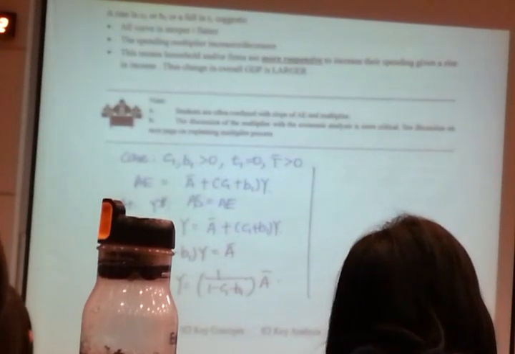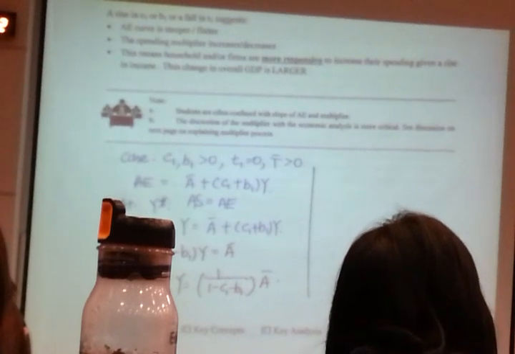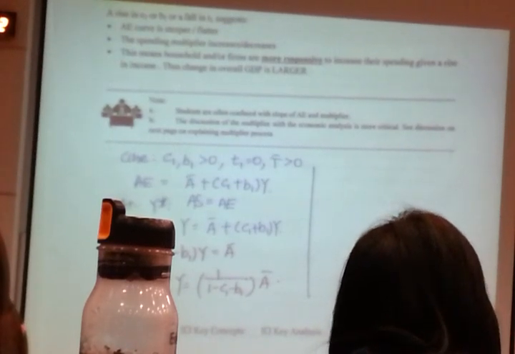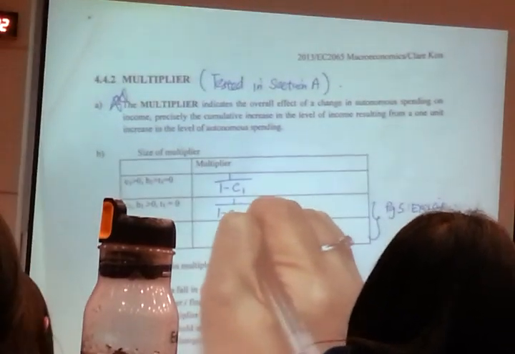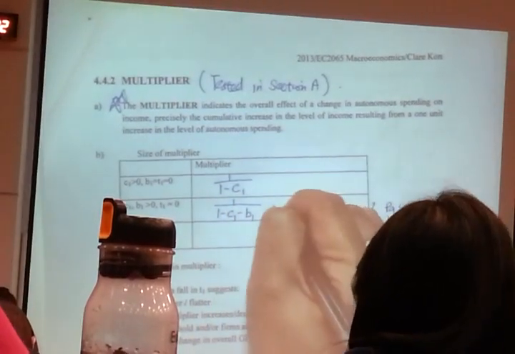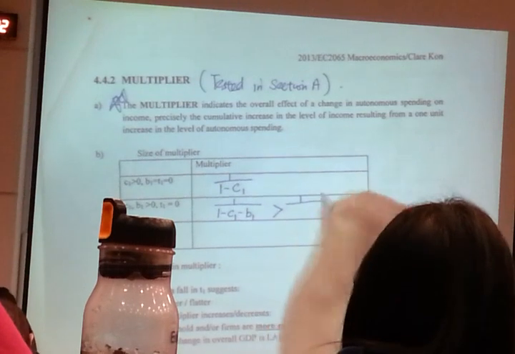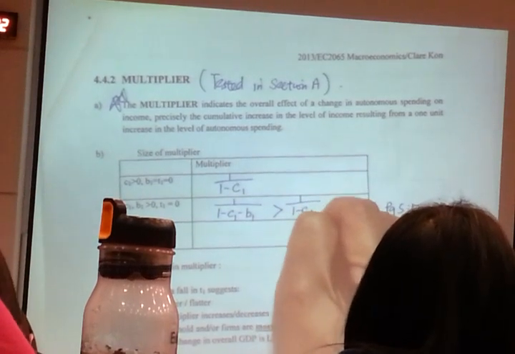Okay? So you can go and put a B1 inside, say 0.2. Any value you like. Right? And you will see that the multiplier is larger. Okay, I'm going to put it in to show you. You get 1 over 1 minus C1 minus B1. This is definitely larger than 1 over 1 minus C1.